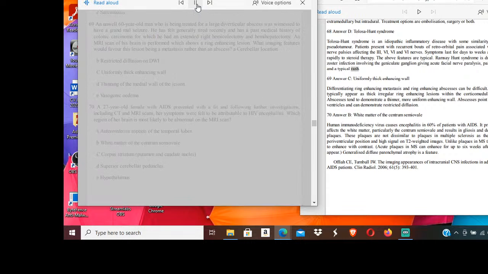Sarcoidosis. 69. An unwell 60-year-old man who is being treated for a large diverticular abscess was witnessed to have a grand mal seizure. He has felt generally tired recently and has a past medical history of colonic carcinoma for which he had an extended right hemicolectomy and hemihepatectomy. An MRI scan of his brain is performed which shows a ring-enhancing lesion. What imaging features would favor this lesion being a metastasis rather than an abscess? A. Cerebellar location. B. Restricted diffusion on DWI. C. Uniformly thick enhancing wall. D. Thinning of the medial wall.